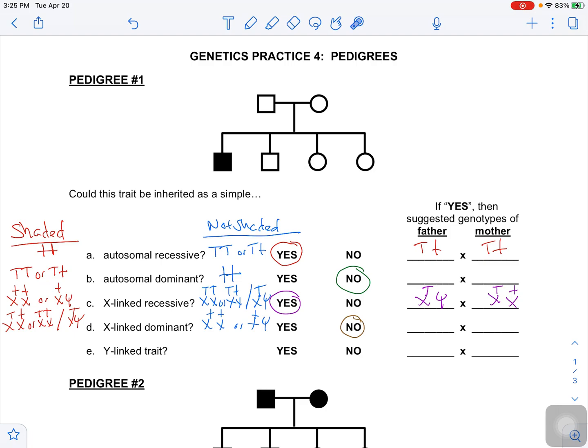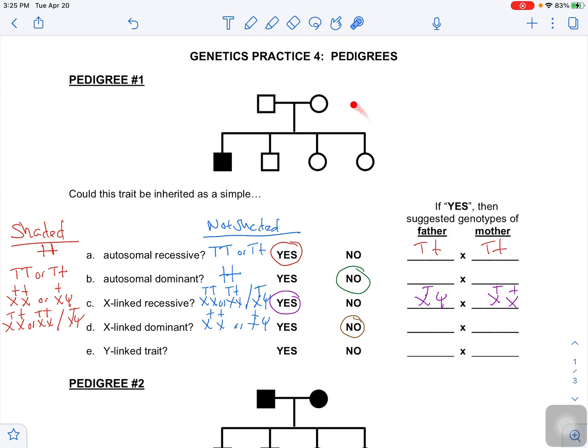And that's how we would solve for pedigrees. We have to know what the shaded individuals' genotypes are. We have to know what the not shaded individuals' genotypes are going to be as well. And then we have to figure out, can we inherit from generation to generation, from parents to offspring, and make those rules work. If they can, then we know that's an example of that inheritance pattern. If it's not, then we know it's not.